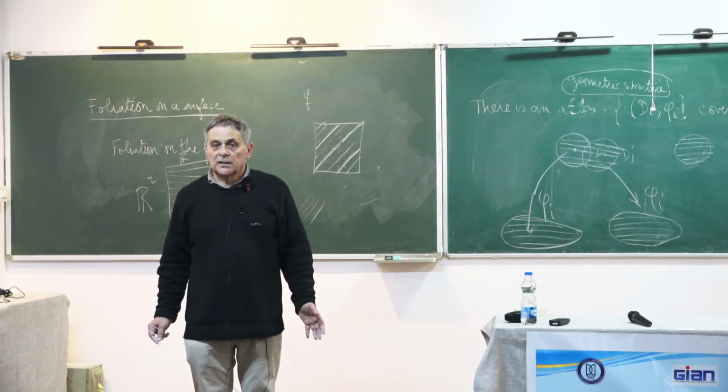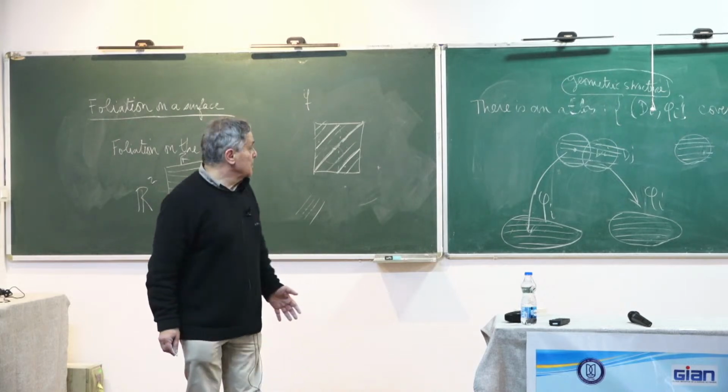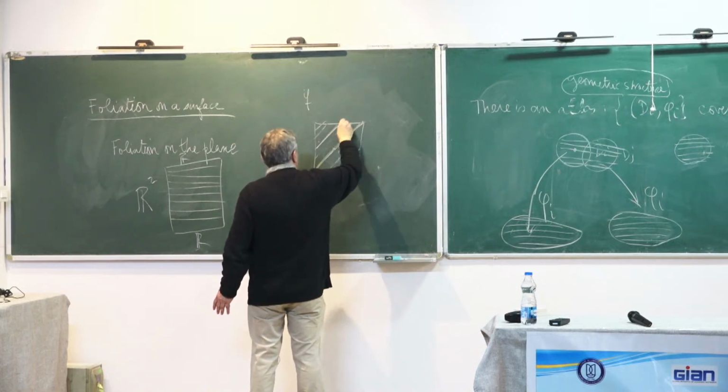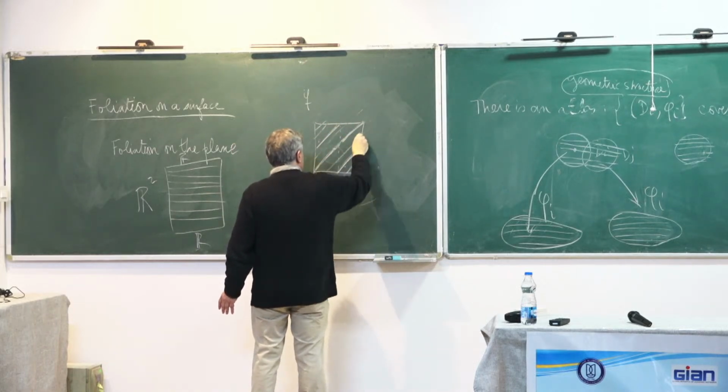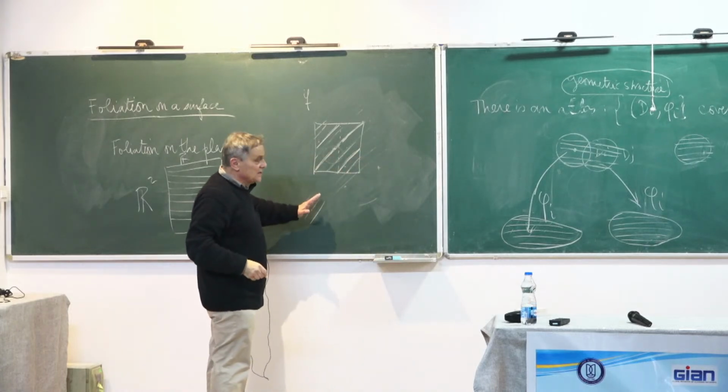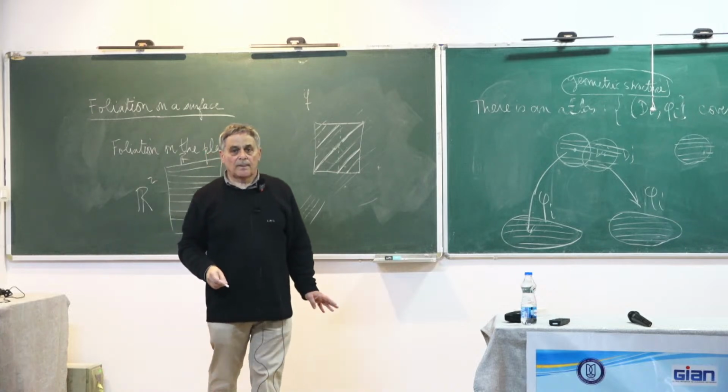Yes. So the foliation on the plane is just this one which you extend. Here it's simple in this case. It is this one, the one with the same slope. Okay?